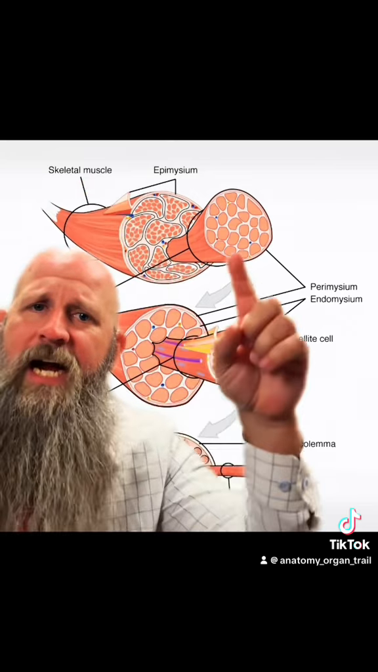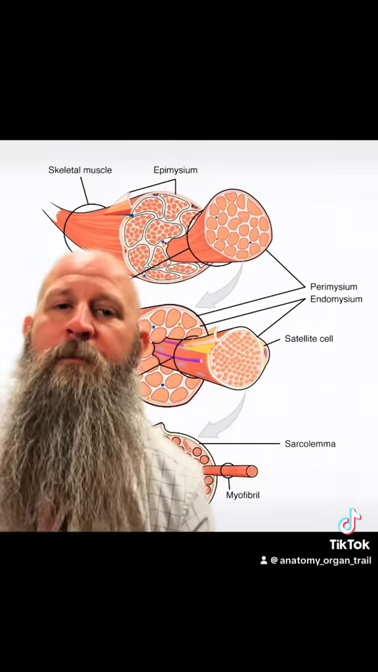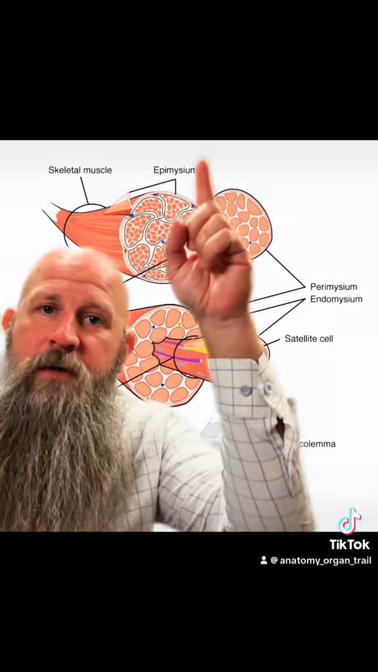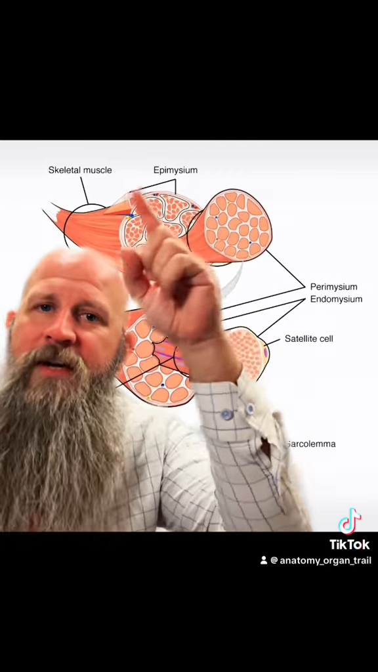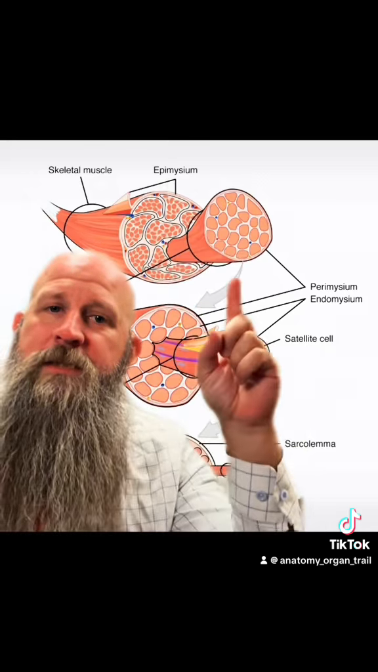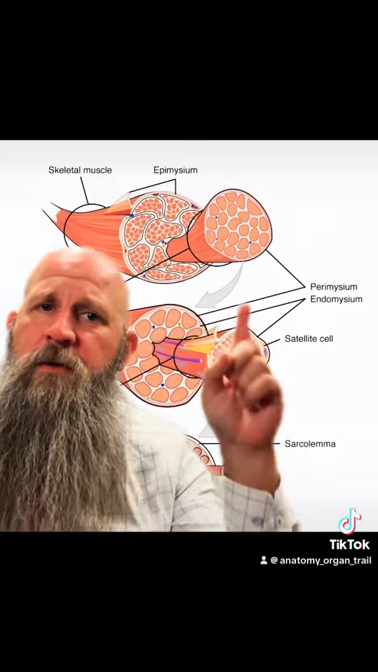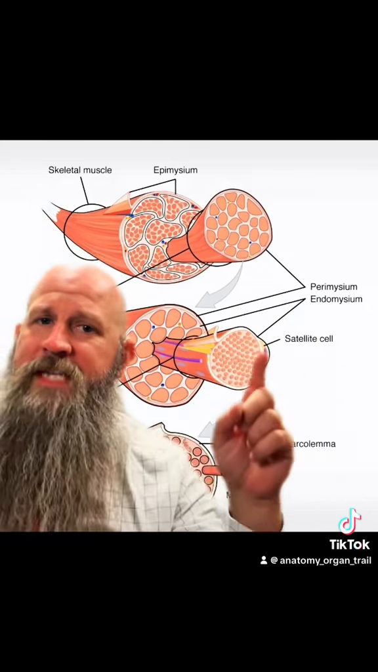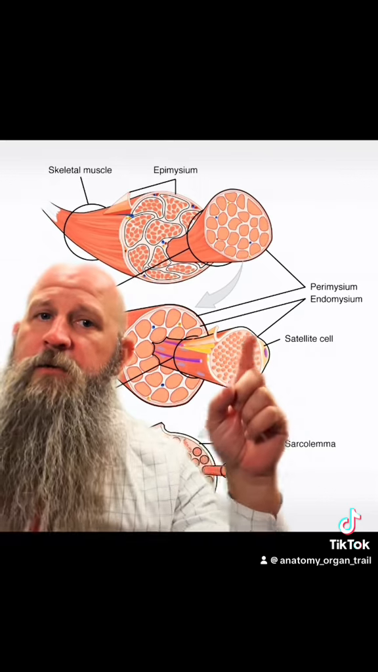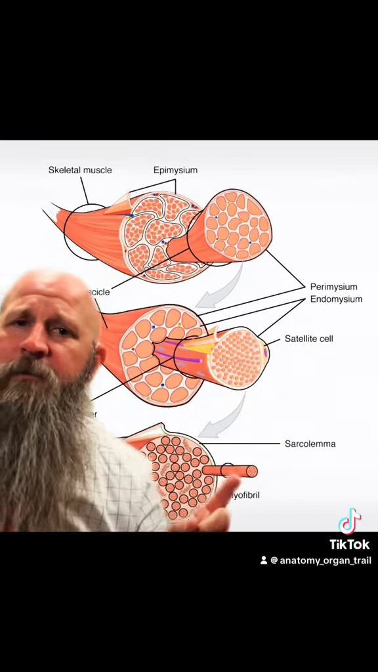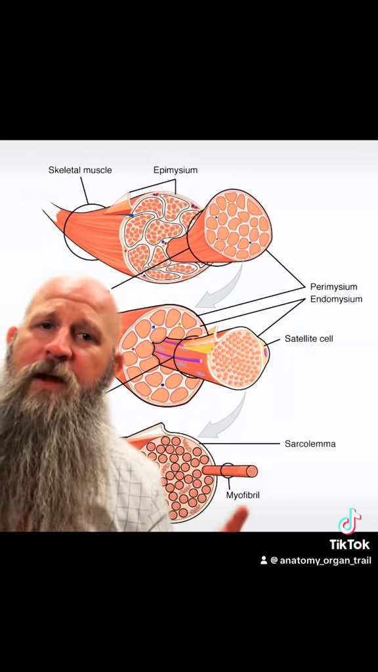So this is your entire muscle here, and the entire muscle is surrounded by another layer of connective tissue, which is known as the epimysium. So you have an entire muscle surrounded by the epimysium, which is made up of fascicles surrounded by the perimysium, and the fascicles are made up of muscle cells, myofibers, surrounded by the endomysium, and the individual muscle cells are made of packages of protein known as myofibrils.